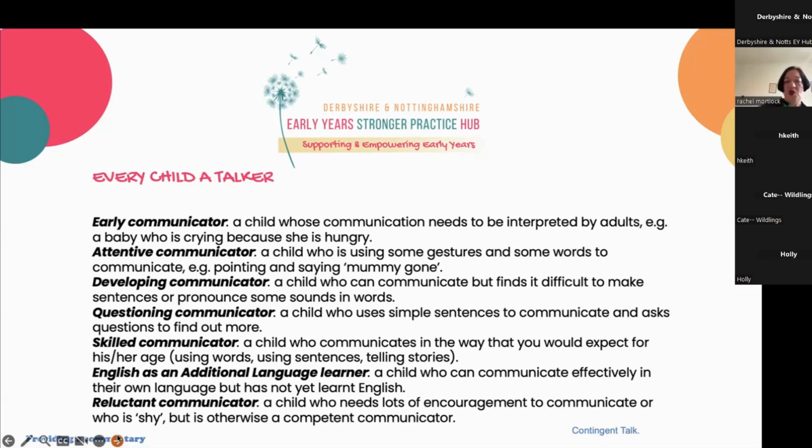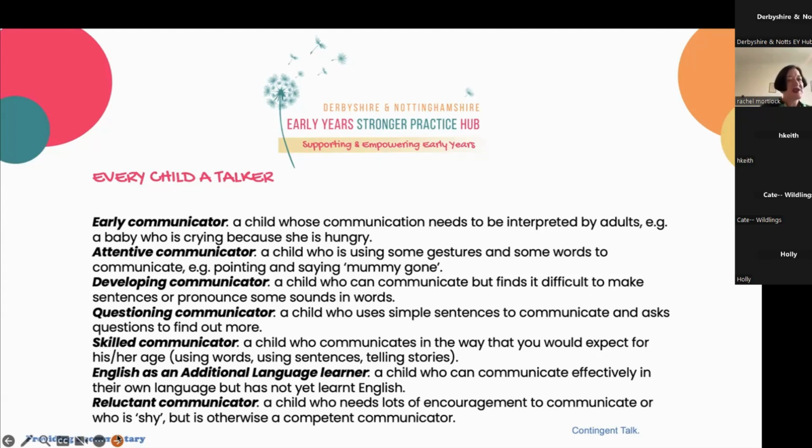And then I'm sure you can all think about those children who need lots of encouragement to communicate. They have the skills and the knowledge and they have the vocabulary, but they can be really reluctant. So one of the things it suggests is that you think about your children in terms of these headings, and it can help you think about which children might need more support in terms of their speech and language, and what's in place for those children.